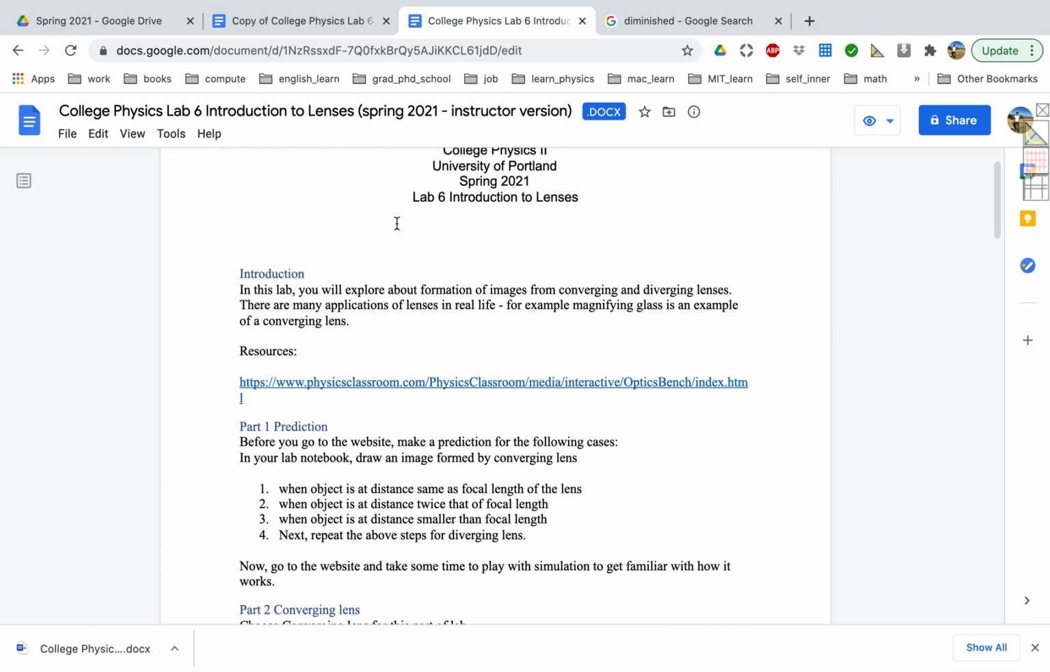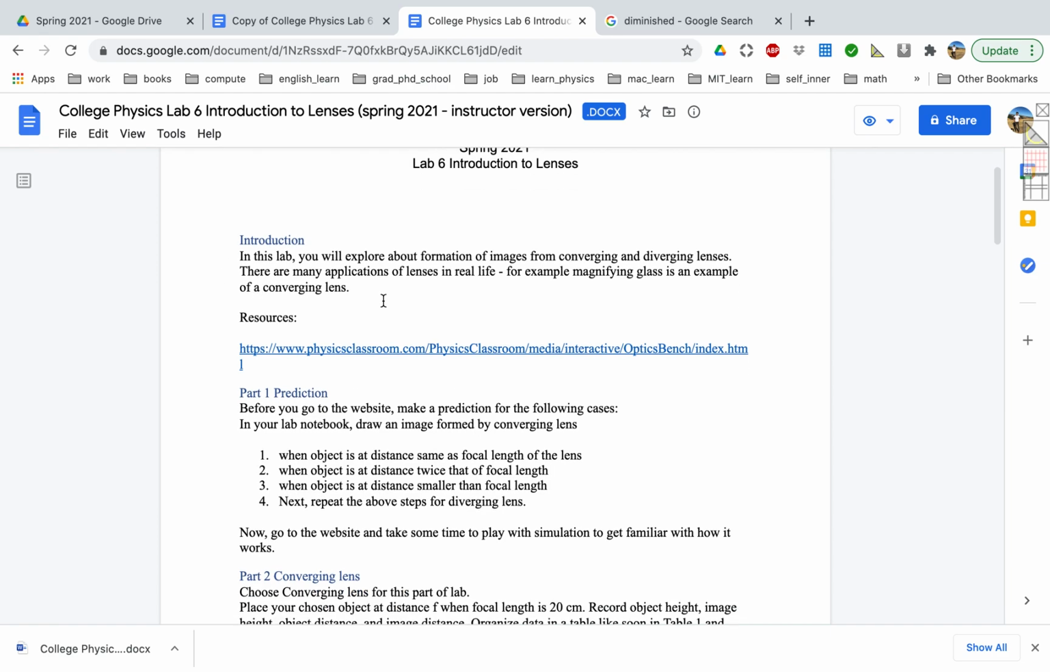Anyway, this lab is about using lenses and exploring the formation of images using converging and diverging lenses. Students are going to be using a simulation. So this is the link for the simulation here.